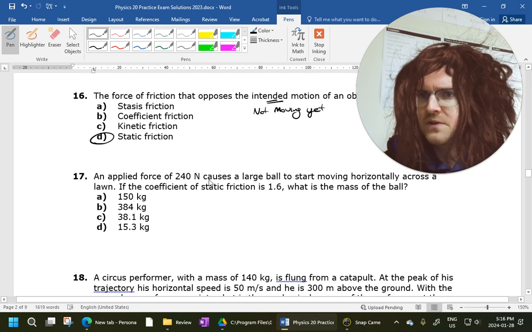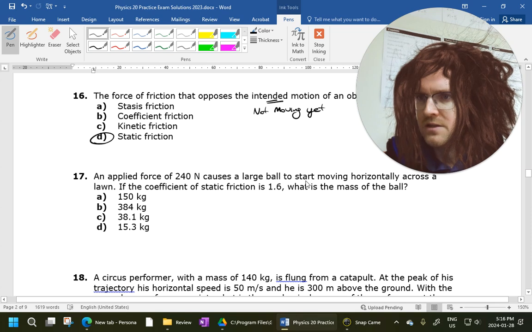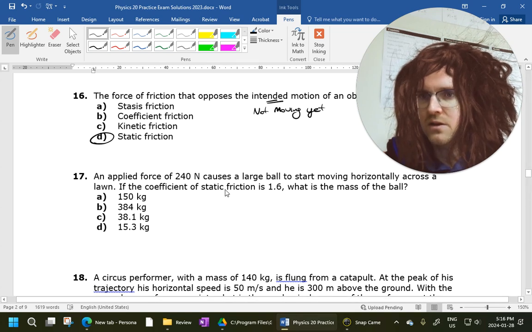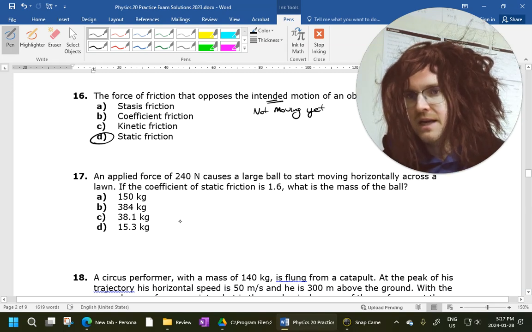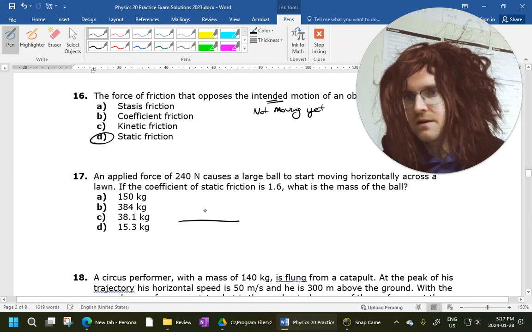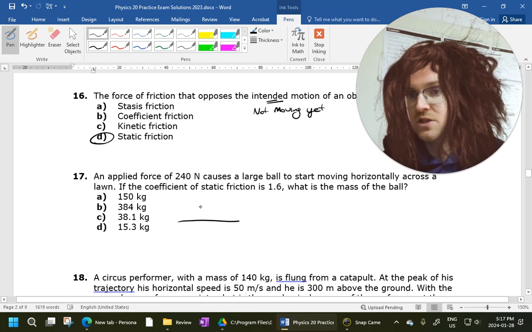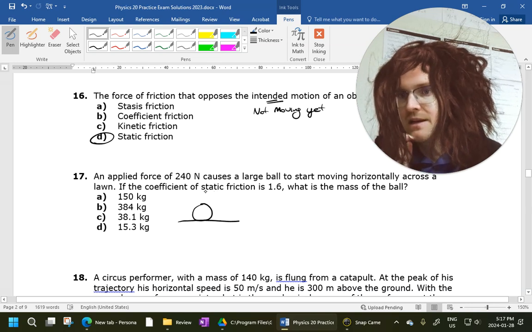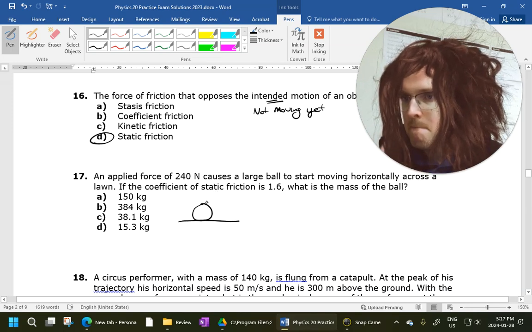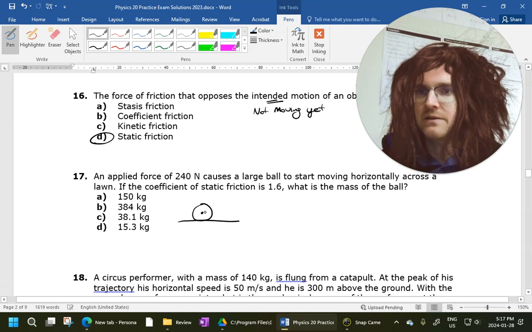An applied force of 240 newtons causes a ball to start moving horizontally across the lawn if the coefficient of static friction is given. What is the mass of the ball? Okay, so based on what we have here, it says it causes the ball to start moving. So I'm assuming that force is like the breaking point, because static friction is stationary, right? This is like the coefficient of static friction, which calculates the maximum amount of friction required, right?